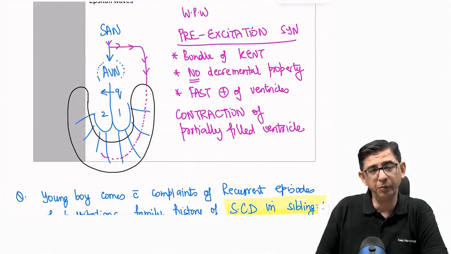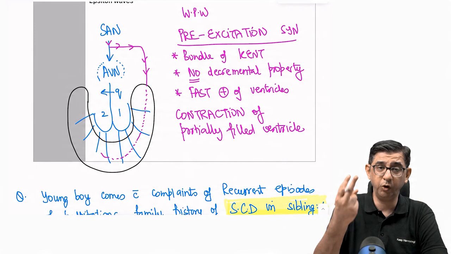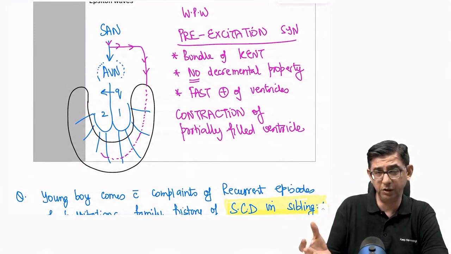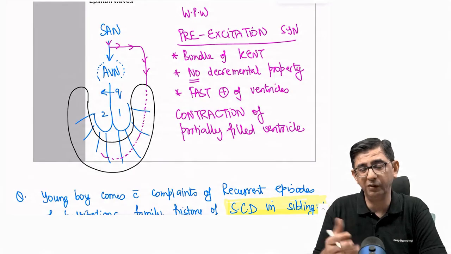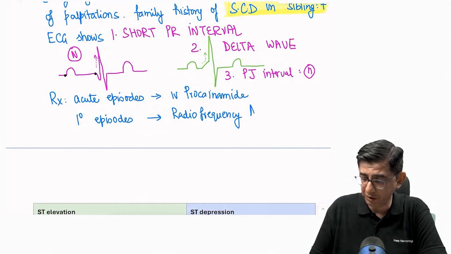If we burn this abnormal electrical pathway, the current will be forced to go by the normal pathway, because this guy is born with 2 conduction systems, normal as well as abnormal. If I burn the abnormal one, current will be forced to go through the normal one. So the treatment of choice for this particular condition should be answered as RFA.